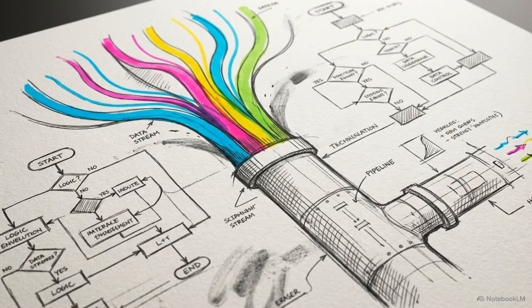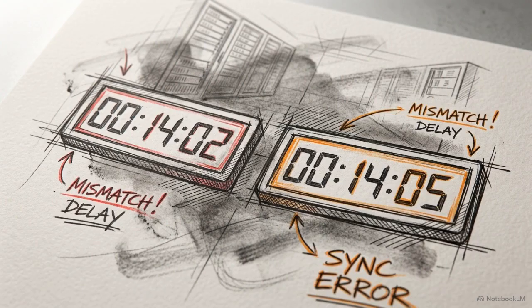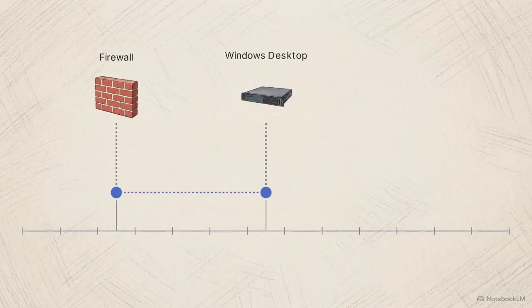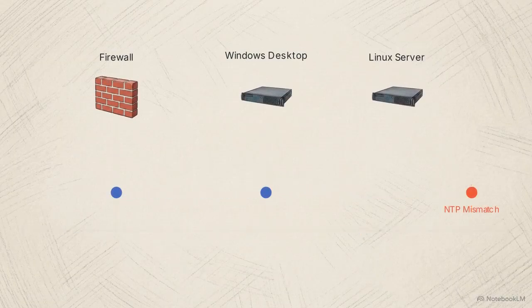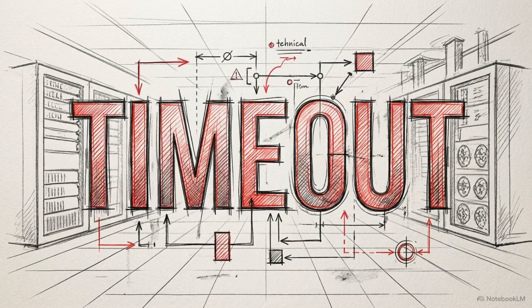Tying all of this disparate logging together requires strict adherence to the Network Time Protocol, or NTP, across every single device. If the clocks are not perfectly synchronized, correlating a multi-stage attack across firewalls, Linux servers, and Windows desktops becomes mathematically impossible for the SIEM.